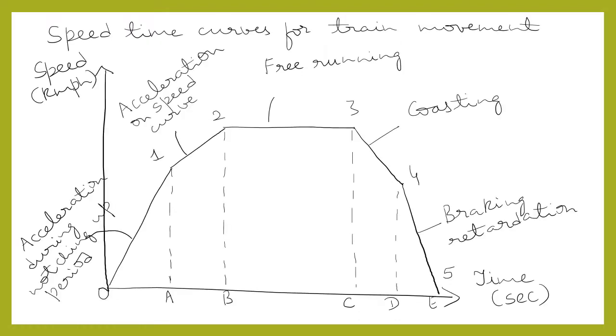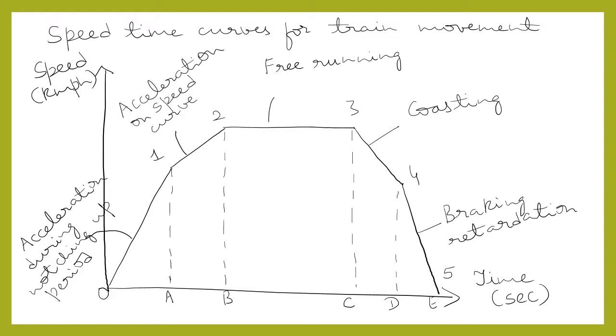Next topic is speed time curves for train movement. The actual run of a train can be graphically represented by a speed time curve. The speed time curve is a plot of speed in kilometer per hour with respect to time in seconds. The speed time curve has the following parts: acceleration, constant speed or free running, coasting, and retardation due to braking. A typical speed time curve is as shown in the figure. The curve is divided into 5 portions.